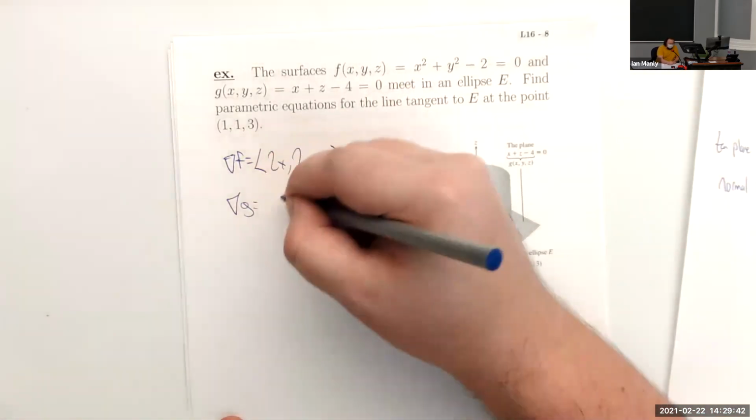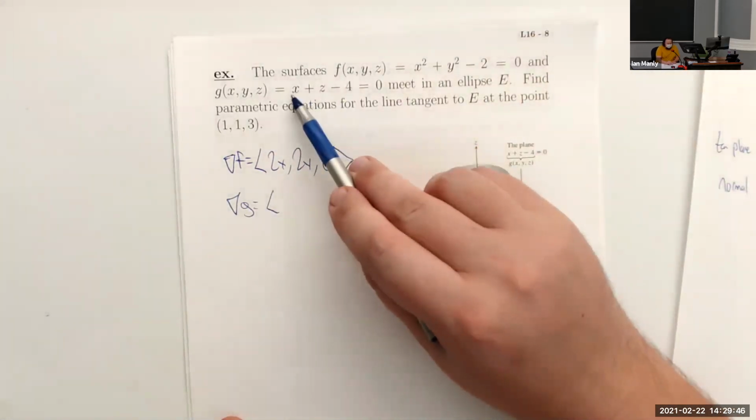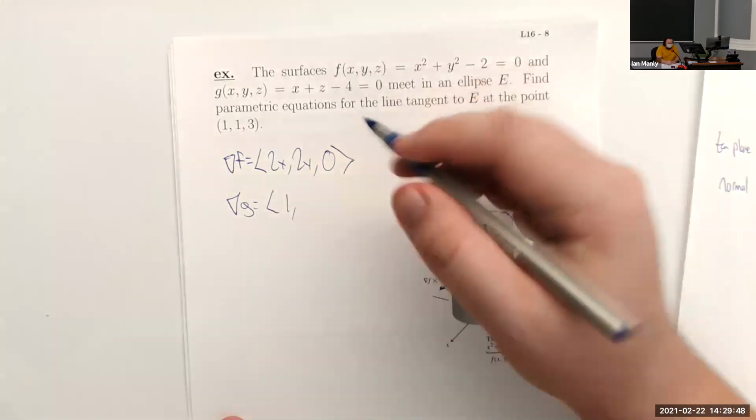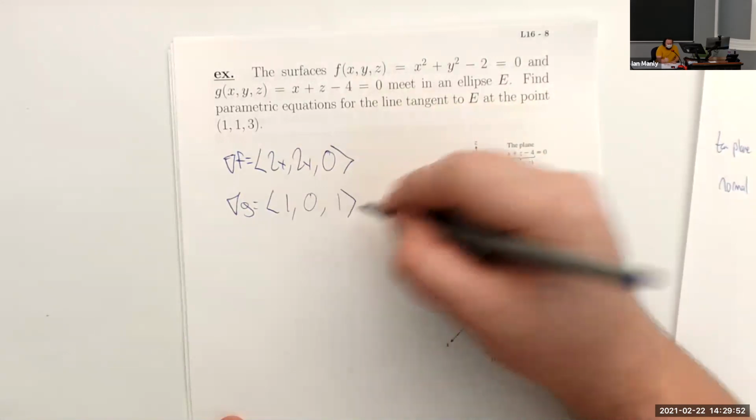All right, and then now if we look at the gradient of g, this one will be even easier, in fact. The x derivative of this will be 1. The y derivative of this will be 0. And the z derivative will be the constant 1.